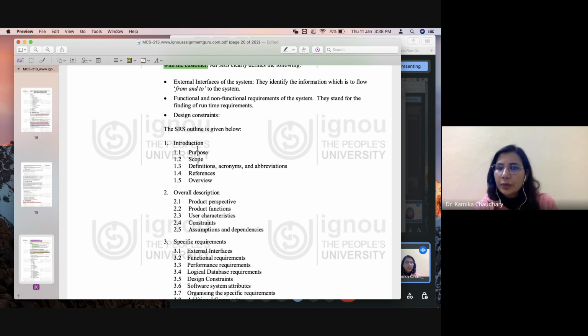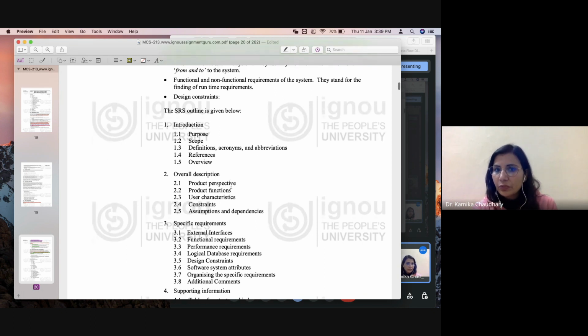First of all, the requirement analysis team has to fill in what the purpose of your software is, and what the scope of the software will be. Then all the definitions, acronyms, abbreviations that are used in this entire document. Then references used, then overview of the document. This was the introduction part.